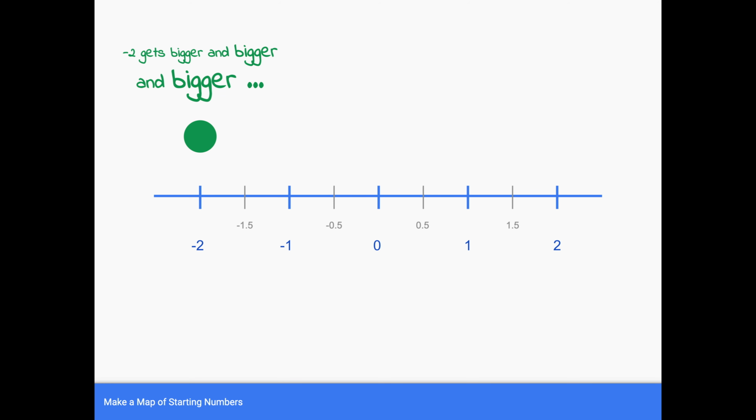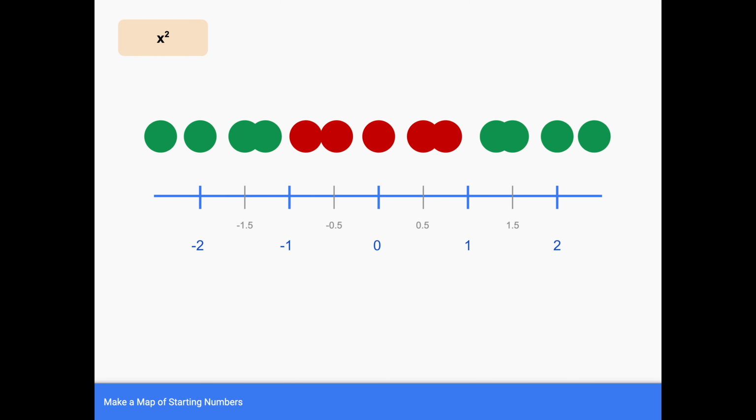And -2 gets bigger because -2 squared is 4, and then we're back on the same sequence as the other one. 4 squared is 16, and so on.